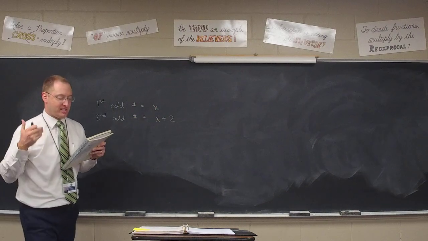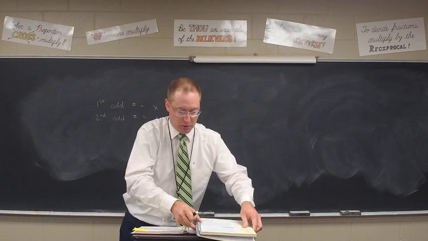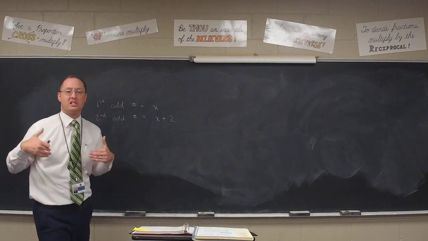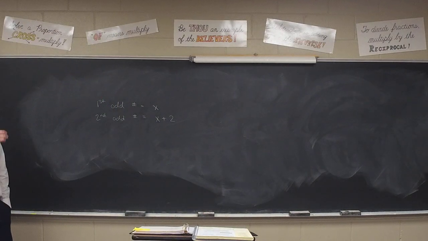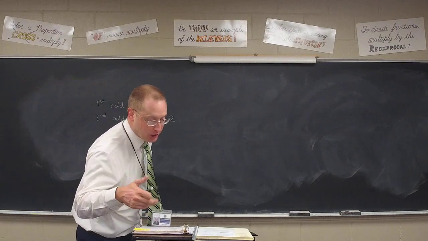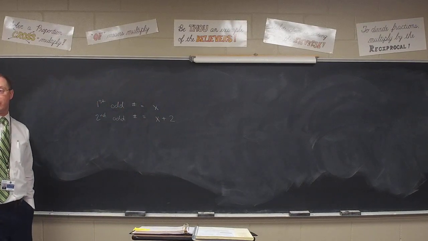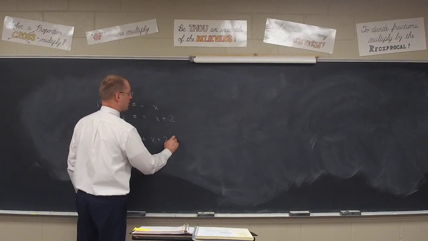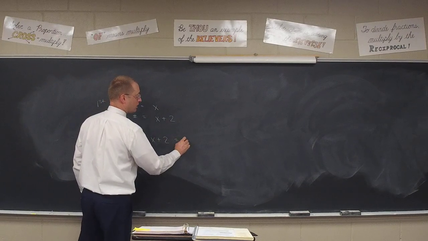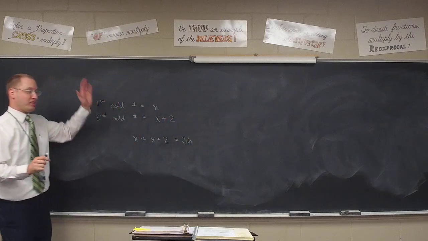And it says that the sum of these odd numbers is 36. Class, sum implies addition, right? We need to add these two numbers together. And if we do, it says it's going to be 36. So what should our equation be here, Joel? X plus X plus 2 equals 36. Excellent. How many had the same equation?